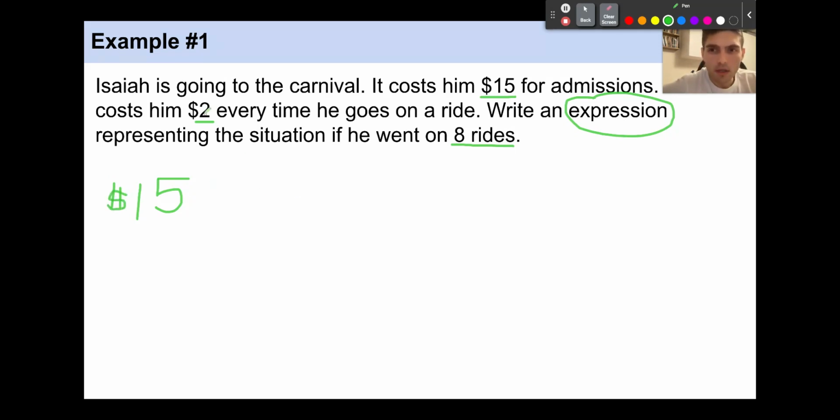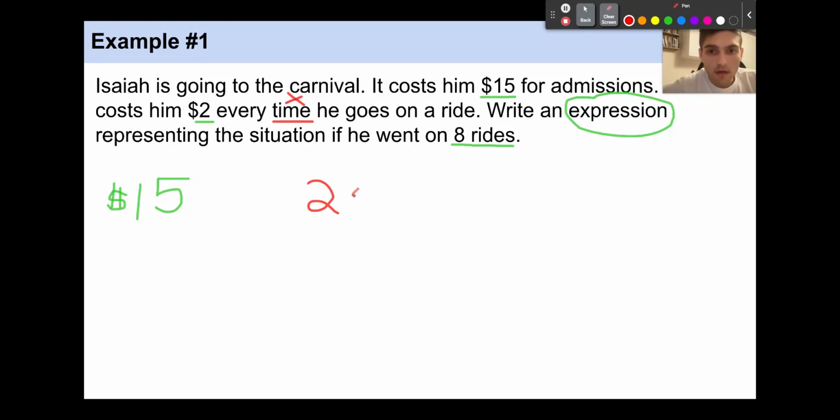Well, we know that every time he goes on a ride, it's $2. And he went on 8 rides. So it's $2 every time. What operation do you think that is? If it's times, it's multiplication.